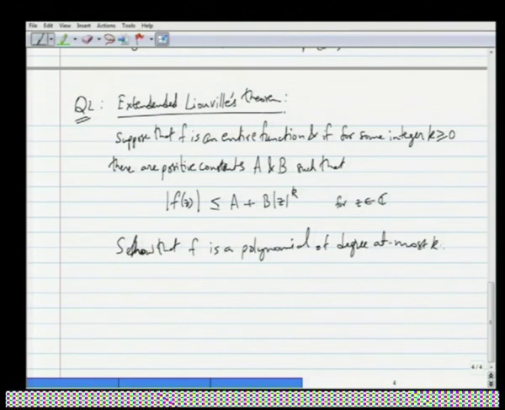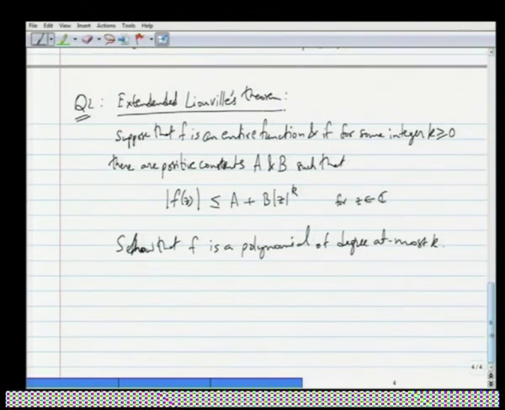We are calling this the extended Liouville theorem because when k is equal to 0, you are saying that the modulus of f is bounded by a positive real number. Then we know by Liouville's theorem that this is a constant function. So f is definitely a polynomial of degree 0. Now we can extend this to any non-negative integer k. Please try to solve this exercise and I will present the solution here.